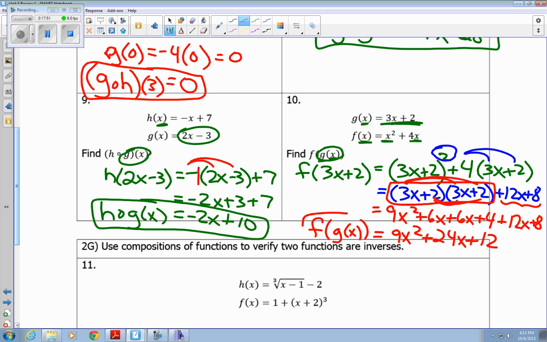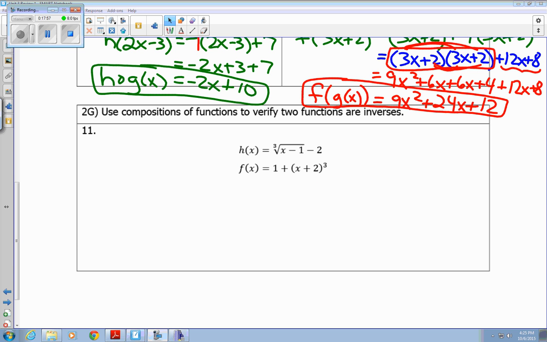Alright, last thing, we have, well it says 2g in here, I don't know why. That's supposed to be 3D. This is not a three-dimensional problem. Just kidding, that was a terrible joke.